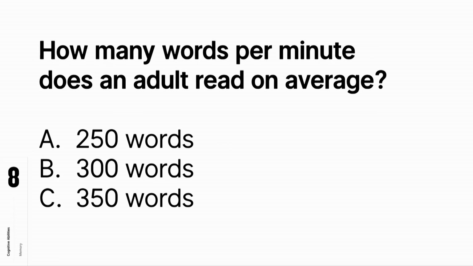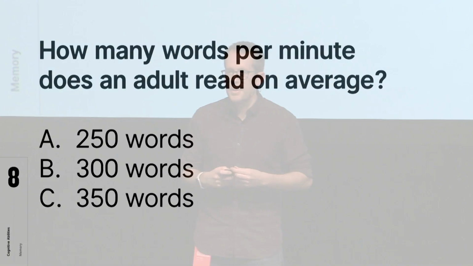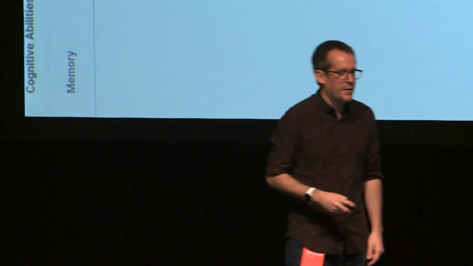So I want to ask you something. I played a video at the very beginning, right? Let's see if you remember. How many words per minute does an adult read on average? Is it A, 250 words, B, 300, or C, 350? You need to be louder. B? Look at that. That's awesome. You guys are paying attention. This is great. All right.